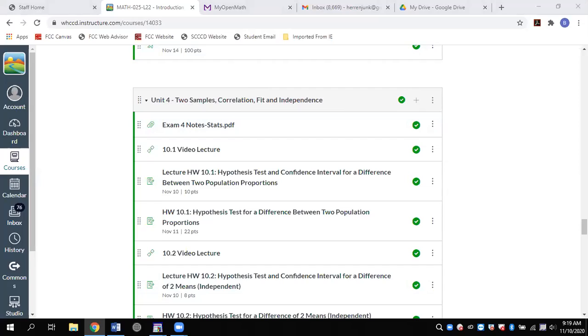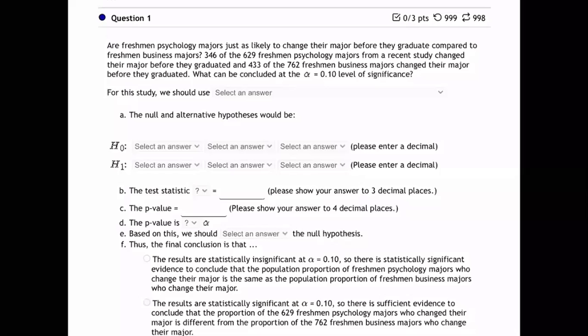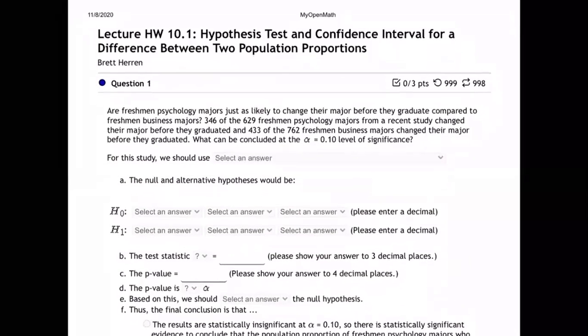All right, let's get back to it again, and look at the actual homework. All right, there it is. Here is 10.1, hypothesis test and confidence interval for a difference between 2 population proportions. Okay, what are we doing today? What are we doing in this section? What's different? Haven't we done everything?